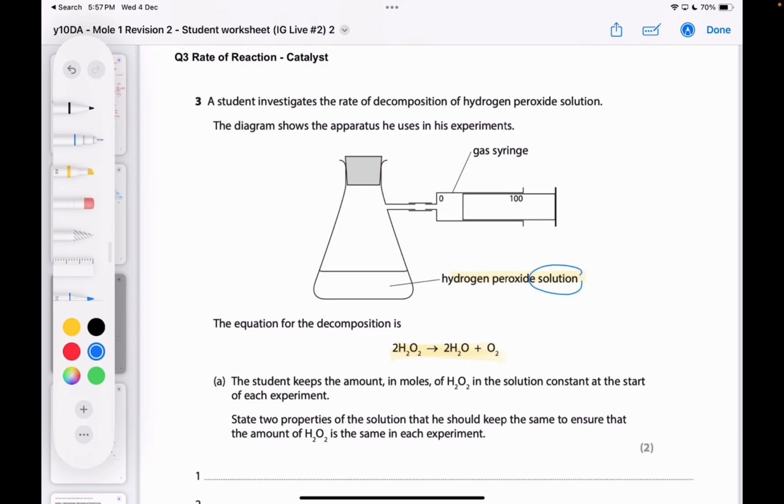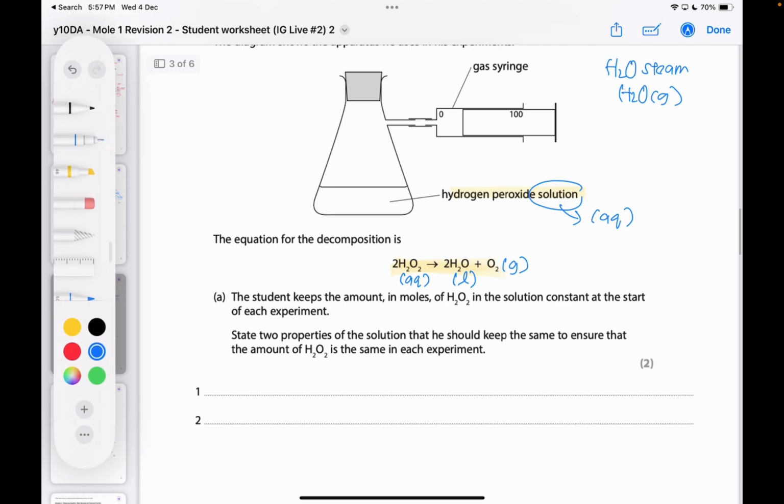Can you see the clue here is solution? Whenever you see the word solution, the state symbol will be aq. That means state symbol for H2O2 is aq, water is always l, unless they say it's steam. Then your H2O, the state symbol will be g. Okay, and oxygen is a gas, so it's g.